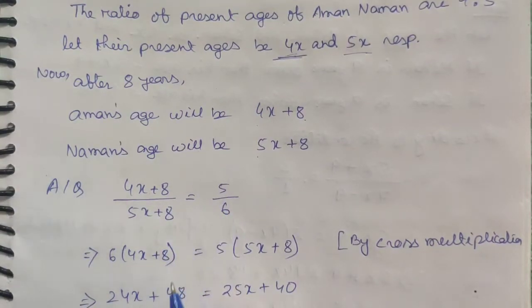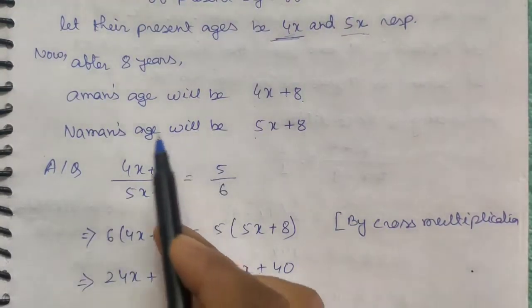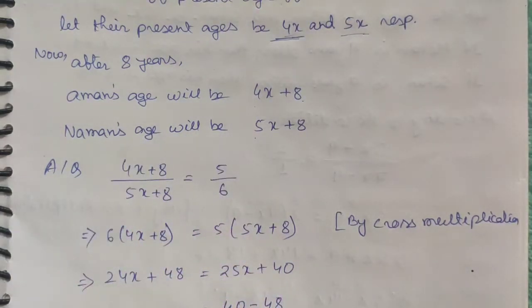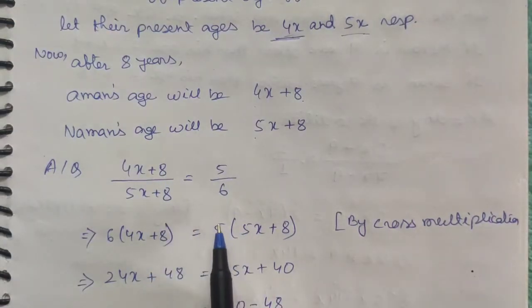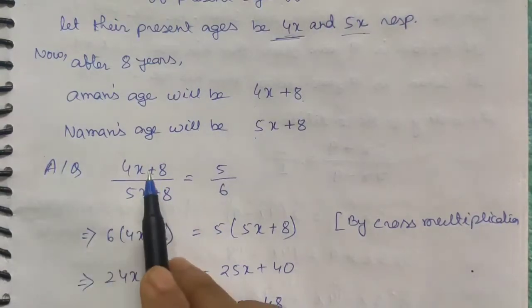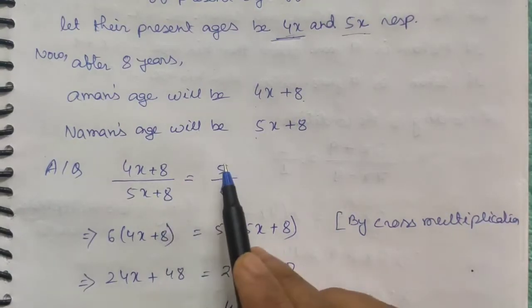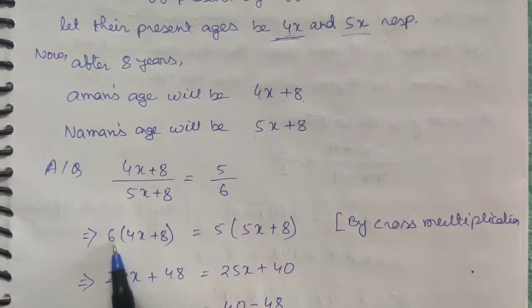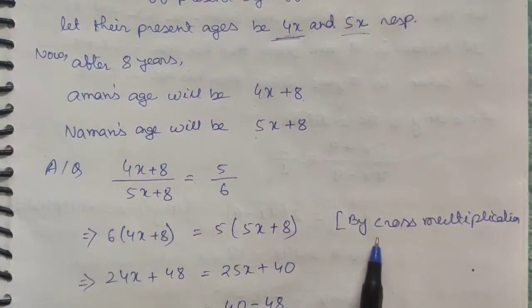So now what will we do? Here we found the equation like this. Can you recall what type of equation this is? We have solved this type of equation many times in exercise 8.3, right? So now we'll cross multiply, that is the numerator of the left hand side with the denominator of the right hand side, and the denominator of the left hand side with the numerator of the right hand side. So we'll multiply 4x plus 8 with 6, that is 6 into 4x plus 8, and 5 into 5x plus 8, that is what I have written here by cross multiplication.